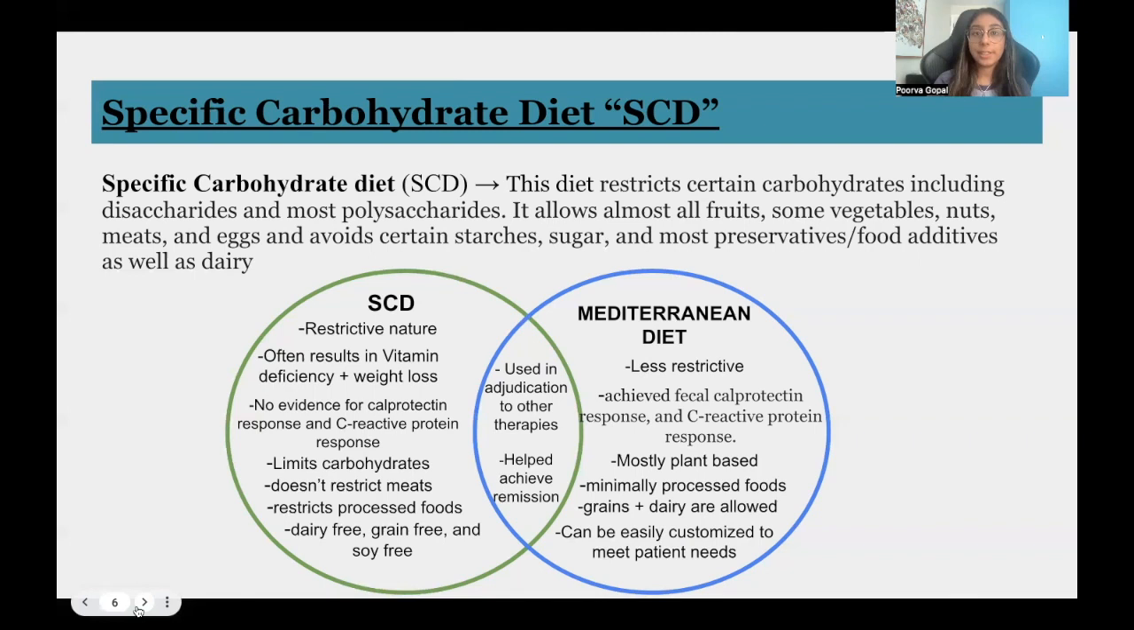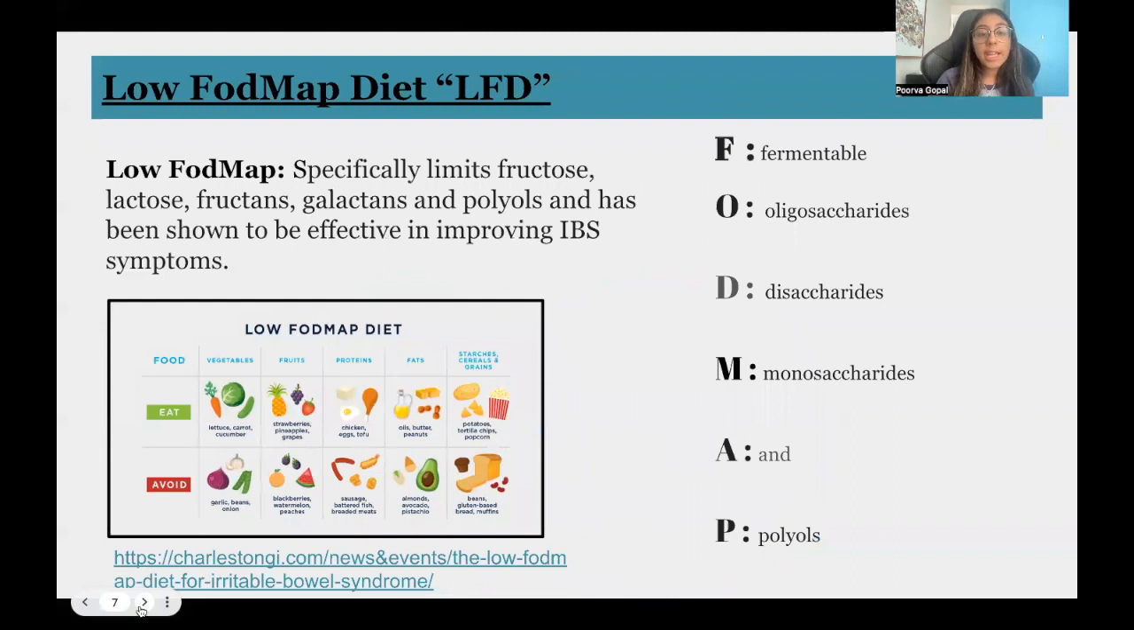The low FODMAP diet. This diet specifically limits fructose, lactose, fructans, galactans, and polyols, and has been shown to be effective in improving IBS symptoms. So IBD patients who also present IBS symptoms choose to follow this diet. And FODMAP stands for fermentable oligosaccharides, disaccharides, monosaccharides, and polyols.